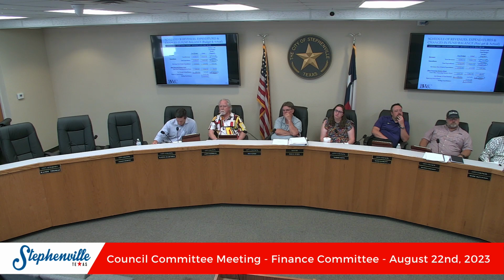Next is the budget to actual for your general fund. On the left-hand side, you'll see the final budgeted numbers. The final budget did budget for a deficit in fund balance, so a reduction in fund balance of about $152,000. The actual results had an increase in fund balance this year of $3.1 million.